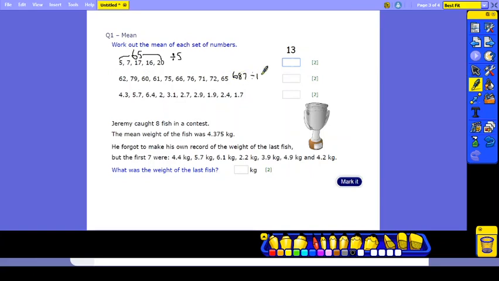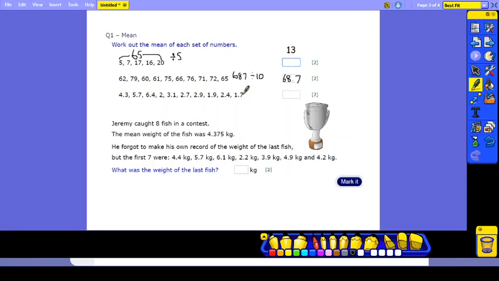Please don't use the bus stop method for this. Remember, when you divide by 10, it just means that my digits move one place, getting smaller, so they move one place to the right. So I'm going to end up with 68.7. There we go. And then let's look at this one here.